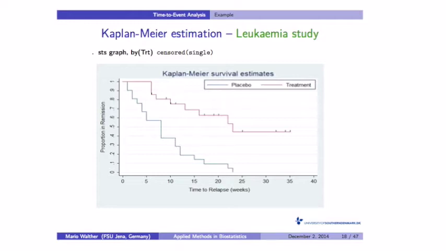But there are also examples, I think in the exercise there will be an example, where the survival curves or the Kaplan-Meier plots cross each other.